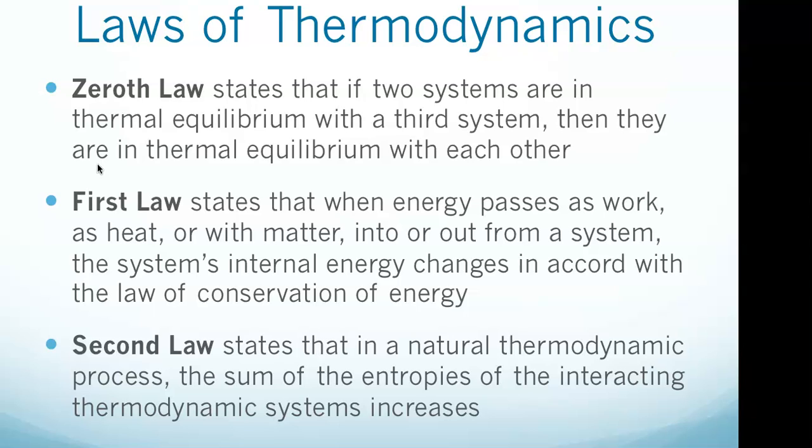The second law states that in a natural thermodynamic process, the sum of the entropies of the interacting thermodynamic systems increases. Equivalently, perpetual motion machines of the second kind, machines that spontaneously convert thermal energy into mechanical work, are impossible.